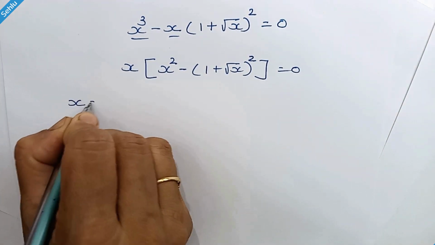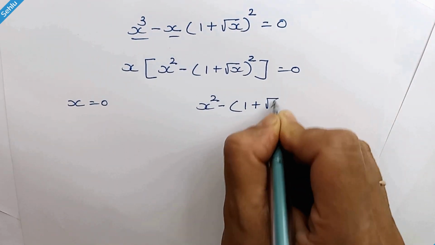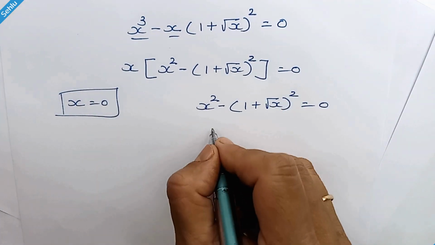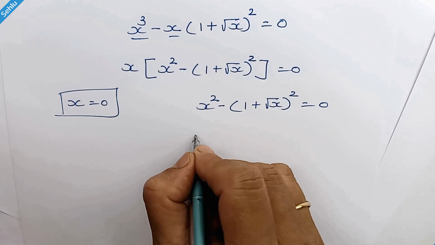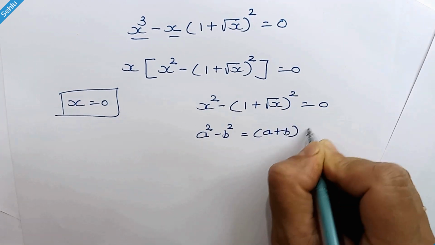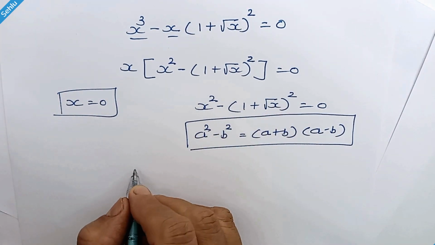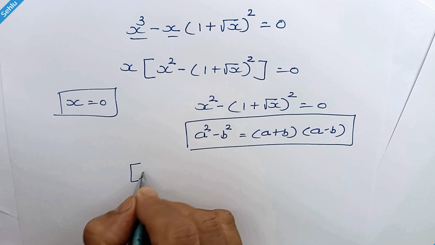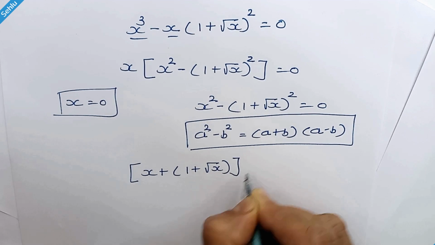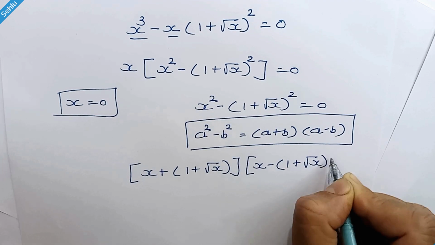So we can compare x is equal to 0 and x squared minus 1 plus square root of x whole squared is equal to 0. And this is our first solution. And here we will apply this identity, which is a squared minus b squared, then it can be a plus b times a minus b. So this can be written as x plus 1 plus square root of x times x minus 1 plus square root of x is equal to 0.